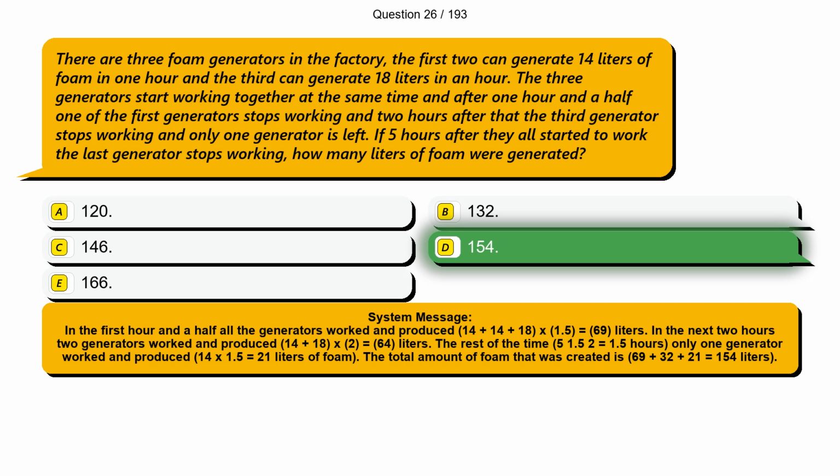In the first hour and a half all the generators worked and produced (14 plus 14 plus 18) x 1.5 equals 69 liters. In the next 2 hours 2 generators worked and produced (14 plus 18) x 2 equals 64 liters. The rest of the time, 5 minus 3.5 equals 1.5 hours, only one generator worked and produced 14 x 1.5 equals 21 liters of foam. The total amount of foam that was created is 69 plus 64 plus 21 equals 154 liters.